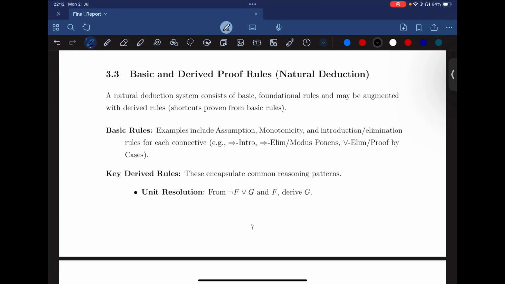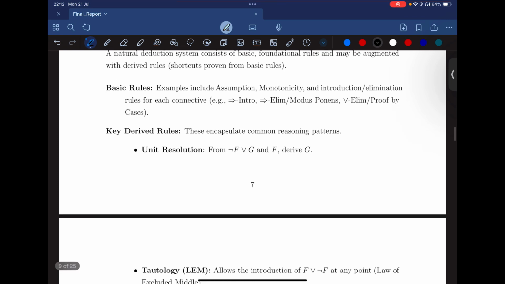Essentially, there's assumption monotonicity, and we have rules for each operation. Let's say Sigma is a certain set of assumptions, and from these assumptions it follows that P implies Q. Then we have to introduce it. We can say this is equivalent to: if we assume P to be true, and from this assumption we can derive Q. Then we can say that it is similar to saying that if Sigma is true, then P implies Q.